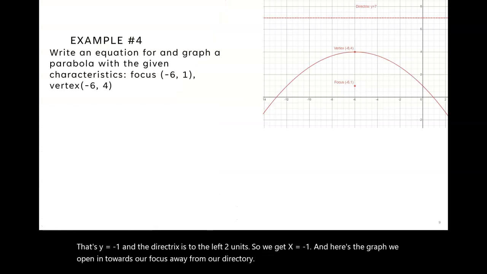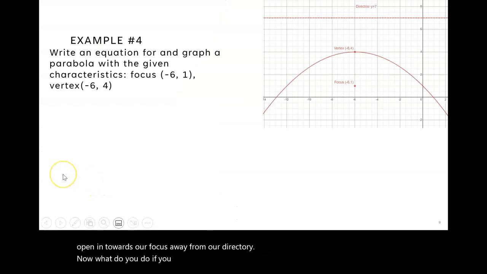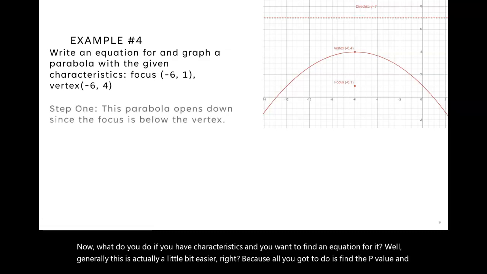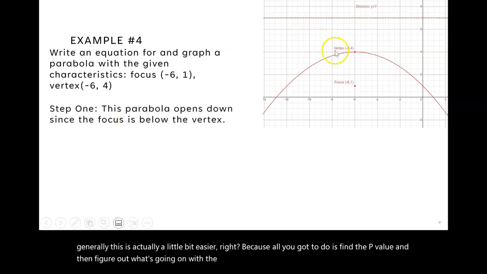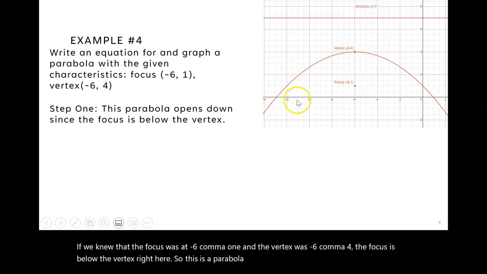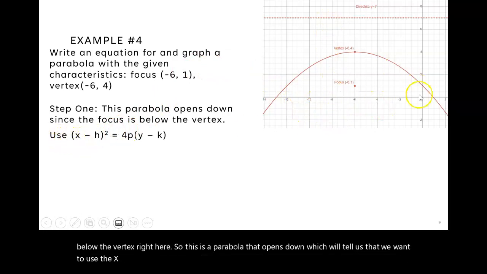Now, what do you do if you have characteristics and you want to find an equation for it? Well, generally, this is actually a little bit easier, right? Because all you got to do is find the p-value and then figure out what's going on with the vertex. So if we knew that the focus was at negative 6 comma 1 and the vertex was negative 6 comma 4, the focus is below the vertex right here. So this is a parabola that opens down, which will tell us that we want to use the x squared one. Up and down means x squared.